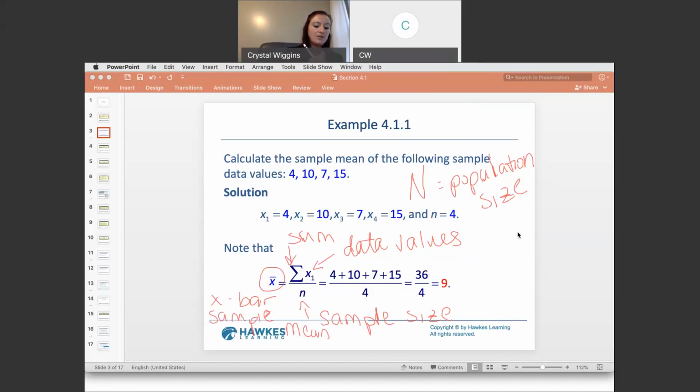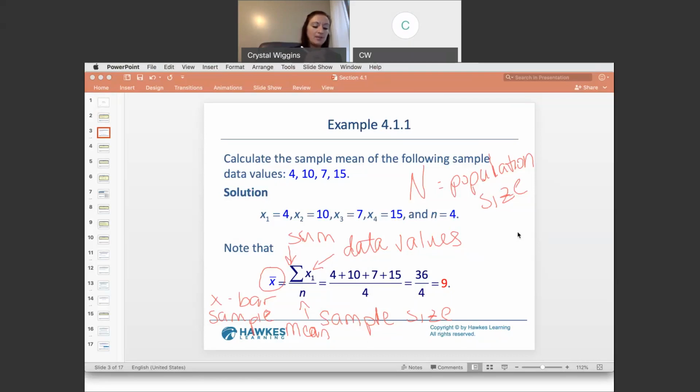Now, most of the time we are working with sample data, so X bar is going to be very popular in this class, but we still need to know what the symbol is for population mean. So if we did have population data and we were calculating the average GPA for all students at the college, then we would add up every single GPA and divide by how many students we have registered, and that would give us a population mean.